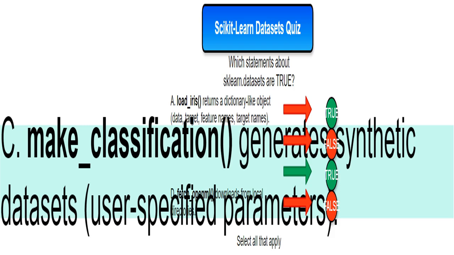This statement is also true. make_classification is your friend when you need to create artificial datasets. You tell it how many features, classes, and how informative you want the features to be. It's super handy for testing algorithms.